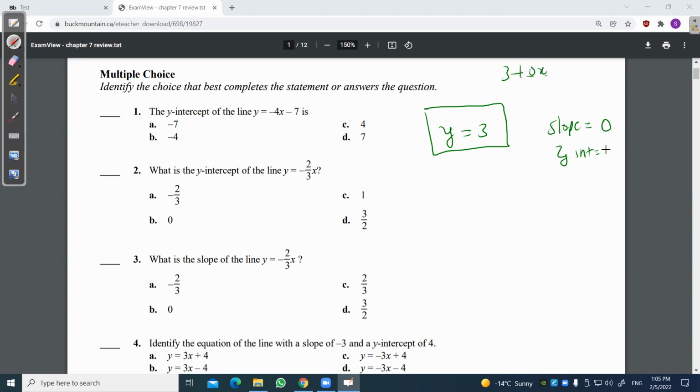The y-intercept is 3. What does this look like graphically? Y equals 3. Is it a horizontal line or a vertical line? Vertical? No, it's horizontal. So y equals 3 looks like this. It goes through the y-intercept of 3. And horizontal slope is 0. That means it doesn't go up nor down. It's just a flat line.